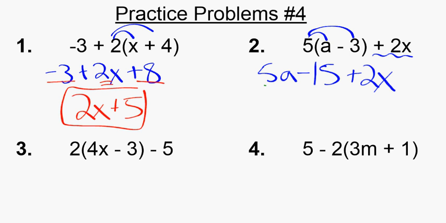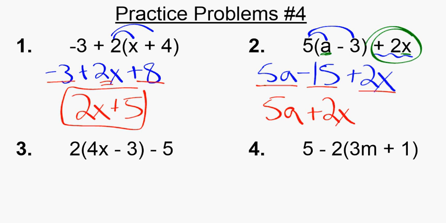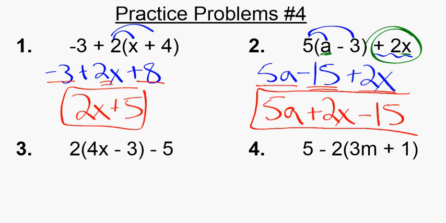I made a mistake in this problem. See how these are different variables? Well, let's roll with it. These are supposed to have the same variable, but if they're not the same variable, we can't combine them. 5a is unchanged, positive 2x is unchanged, and then the negative 15 is unchanged. That would be your final answer. The reason we put the a first is so this is in alphabetical order.